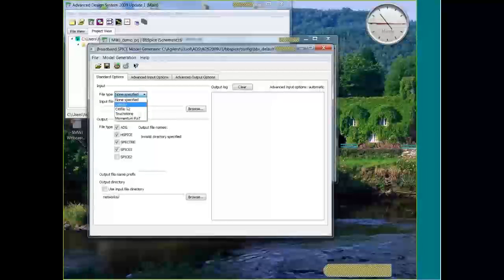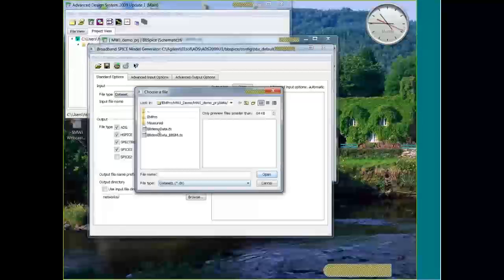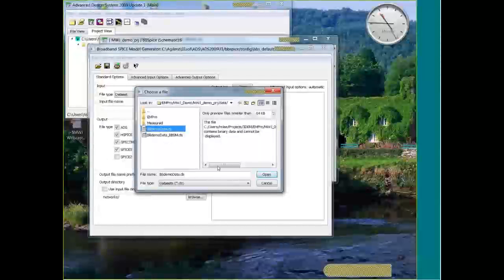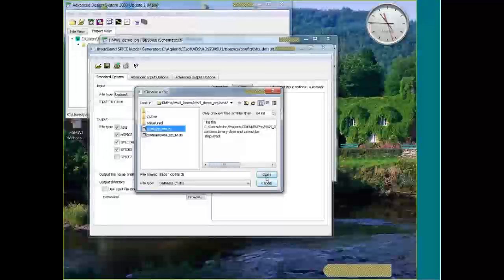If you come with some kind of measured data, you can choose the Touchstone. In this case, I'll be using the dataset. And I can browse it, and I'll be picking up one of the data I got, which was the EM simulation results coming from the QFN package with a 50 ohm termination, and open it.